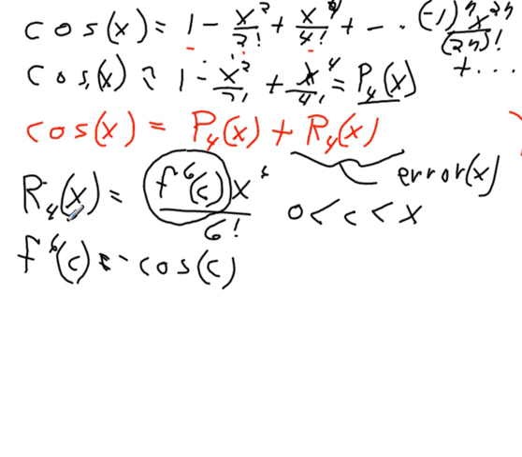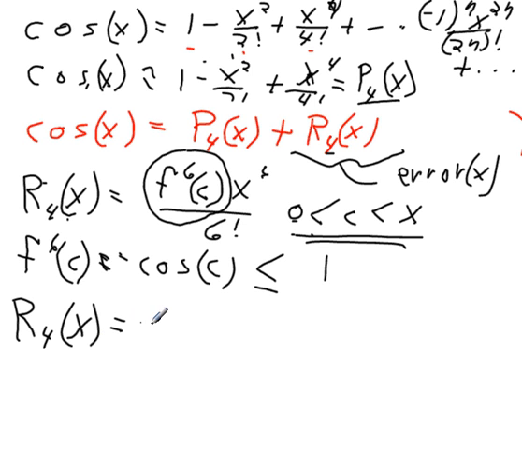We're not going to find exactly what the error is, but we're going to say the cosine of c in this range is always less than or equal to 1. Right? We're going to pick c equal to 0 and say that's equal to 1. So we're now going to say R4, the remainder theorem, which is equal to the error of x.